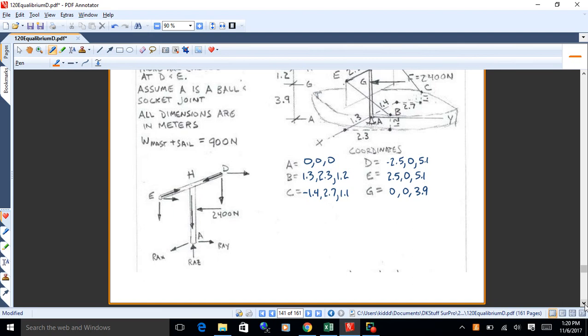I got the coordinates up there. Is that okay on those coordinates? So B is 1.3, 2.3, 1.2, and C is negative 1.4, 2.7, and 1.1. D is negative 2.5, 0.5.1, and E is positive 2.5, 0.5.1. And G is 0.3.9.